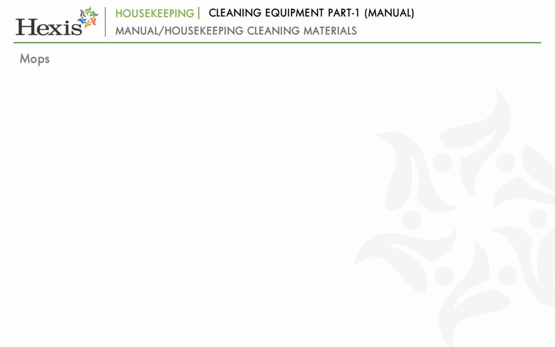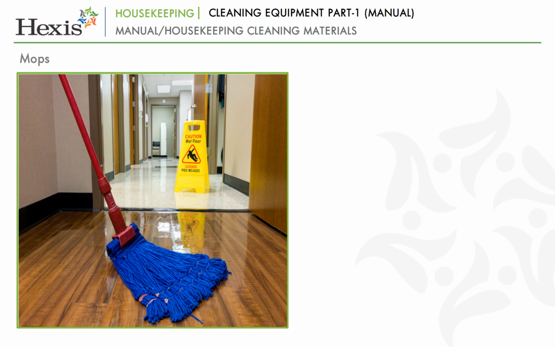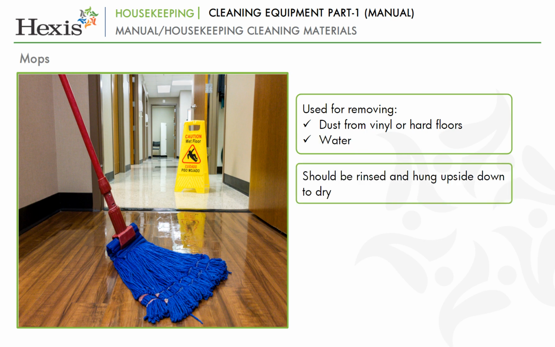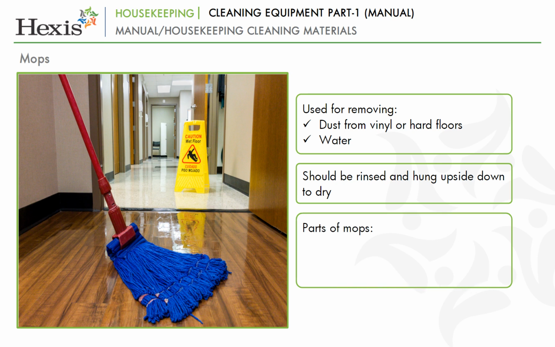Next, let's look at the types of manual housekeeping cleaning materials. We will begin with mops. The mops are used for removing dust from vinyl or hard floors or for removal of water. They have to be rinsed and hung upside down to dry. If possible, the head has to be removed from the pole to facilitate drying. Mops comprise three parts: handle, frame, mop head.